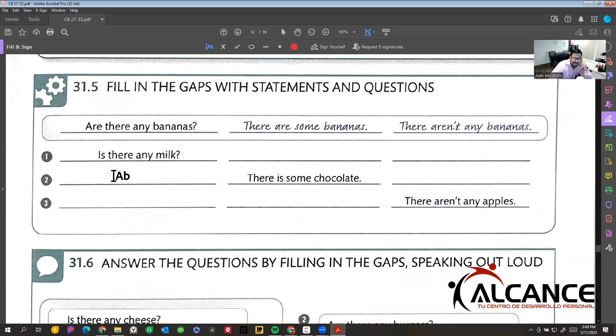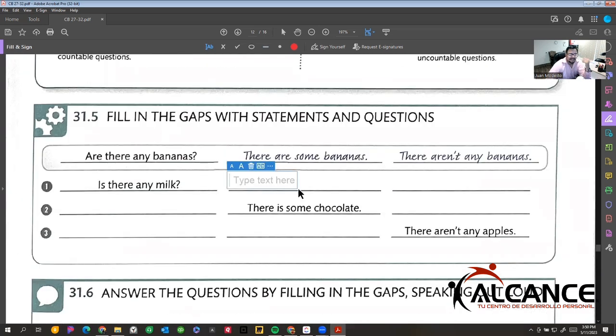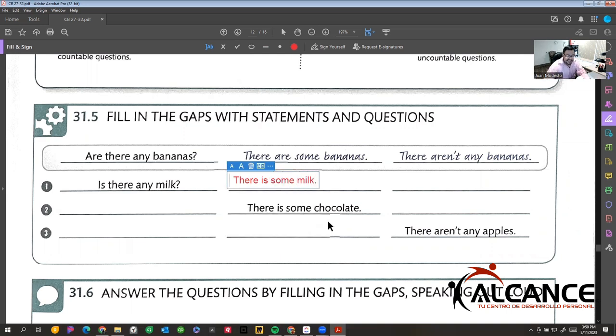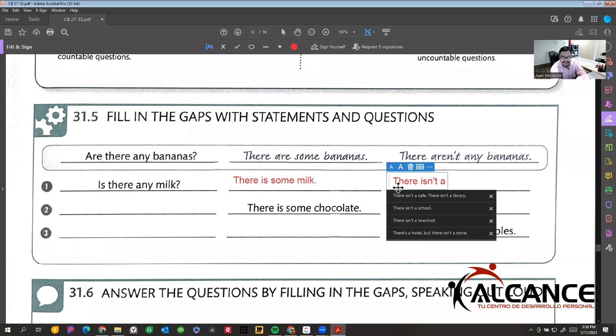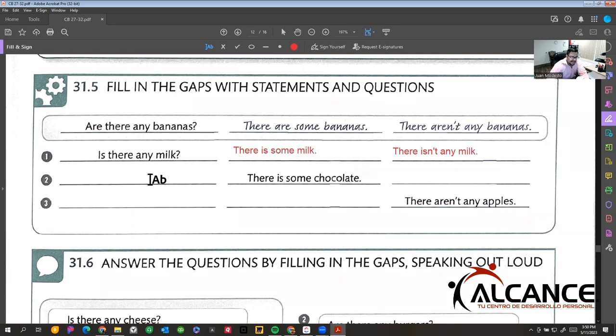Is there any milk? So, ¿cómo se ponen statements? There is some milk. Ya se le quita el any, you take it away. Pero para negativo, there isn't any milk. Y se usa is porque la leche es incontable, al menos de que se pongan en un galón. So there is some chocolate. We make it into a question. So don't forget any se usa.